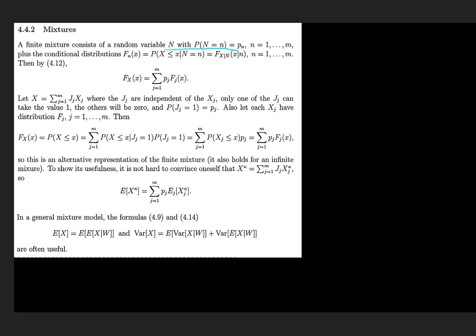Problem 2-4 is a really good example of how mixtures work. So actually the distribution of x in problem 2-4 is a finite mixture. And how so? Well, let's take a look at what we have in problem 2-4.